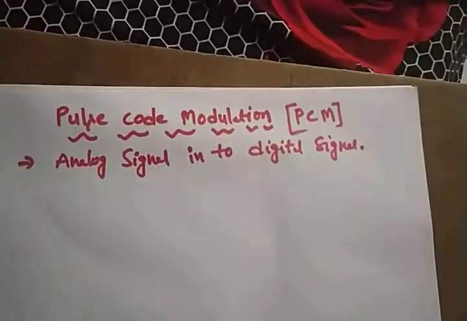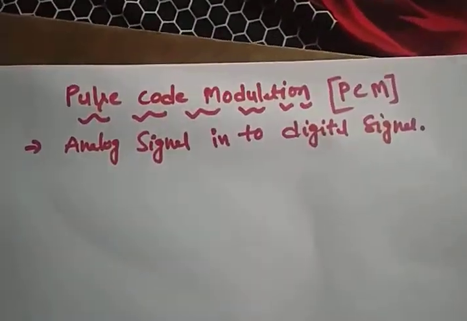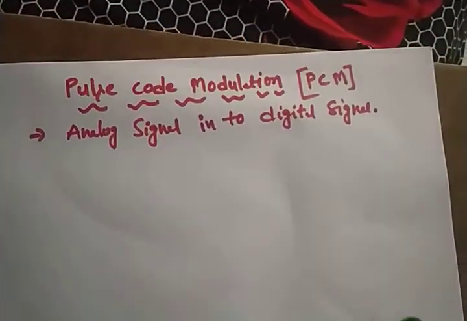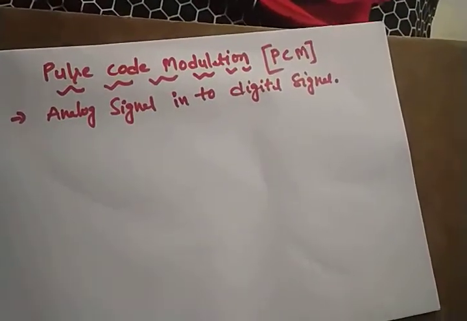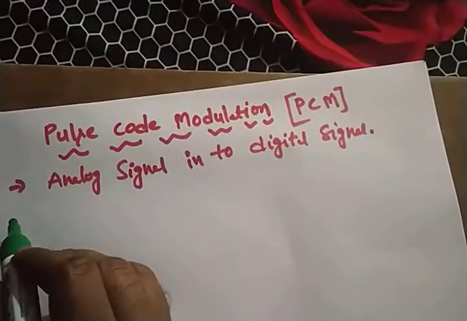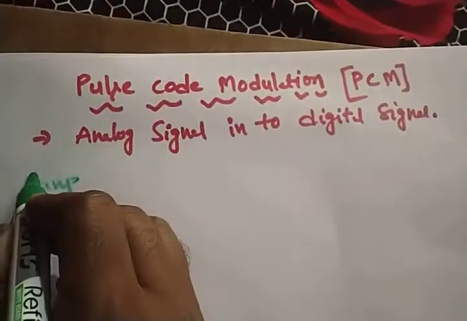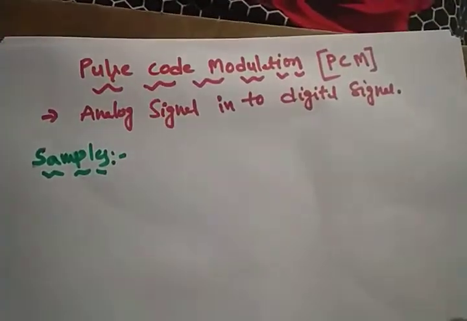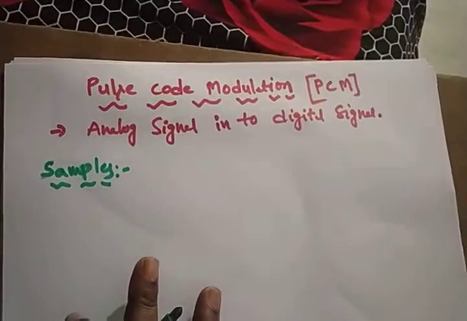Before going to pulse code modulation, we need to know what samples are and what the sampling theorem is, because this is one of the techniques used in pulse code modulation. The first one is samples. Remember that a sample is different and the sampling theorem is different.